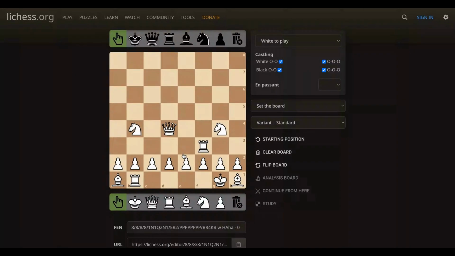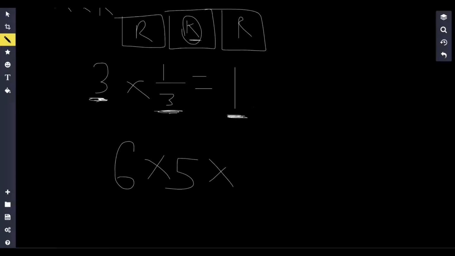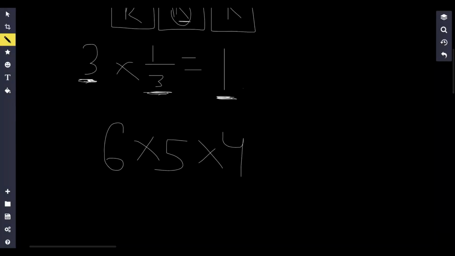How many ways are there for me to place down this rook? Well, notice how when I place the king down, there are only 4 options now. So I'm going to multiply all of these options together.